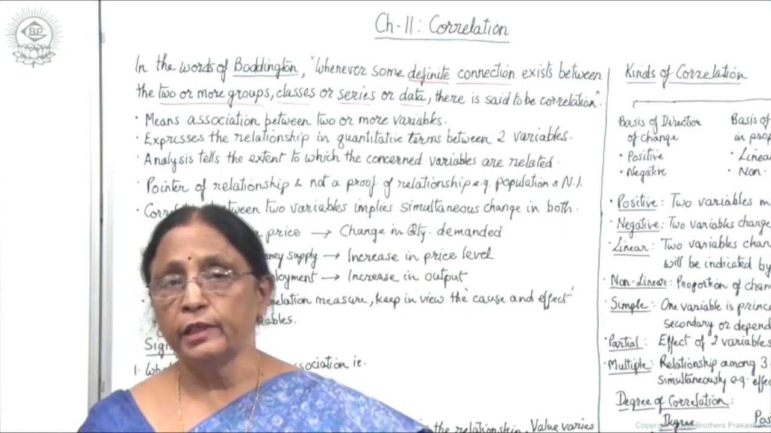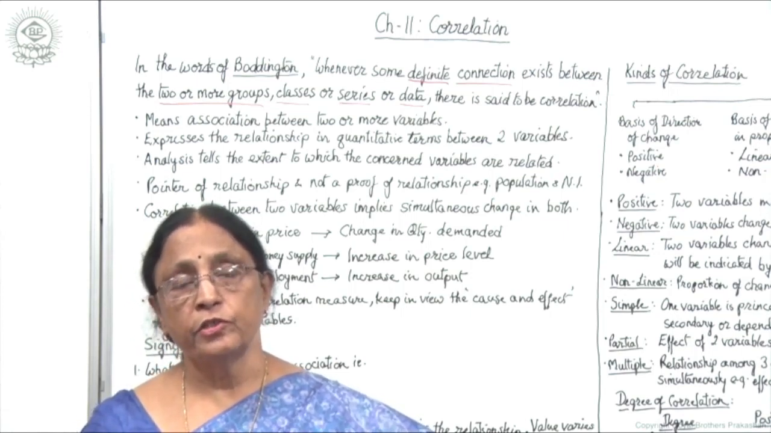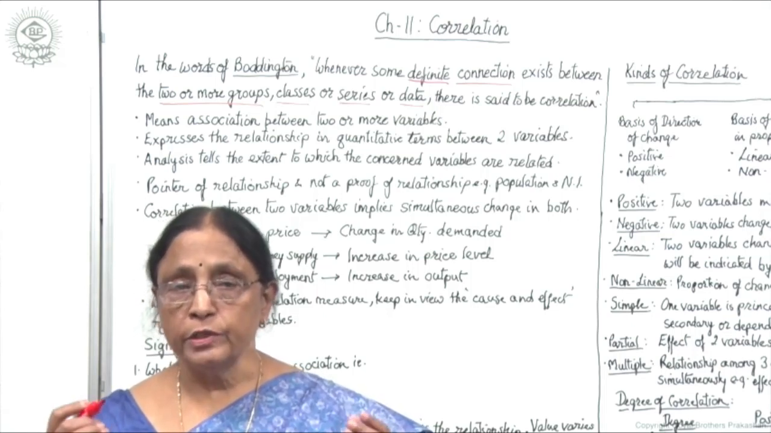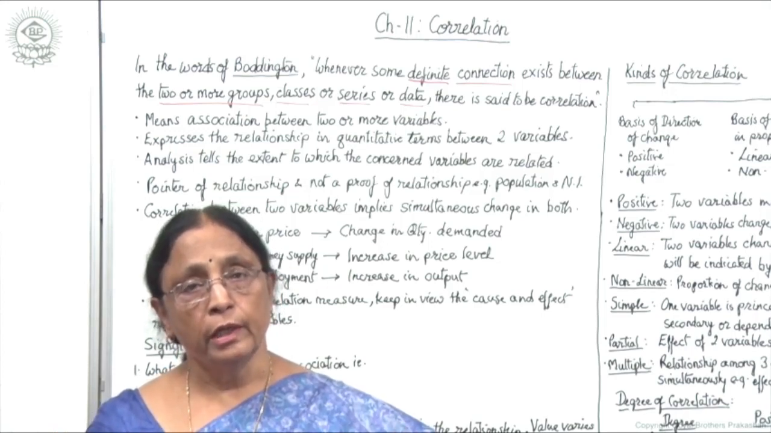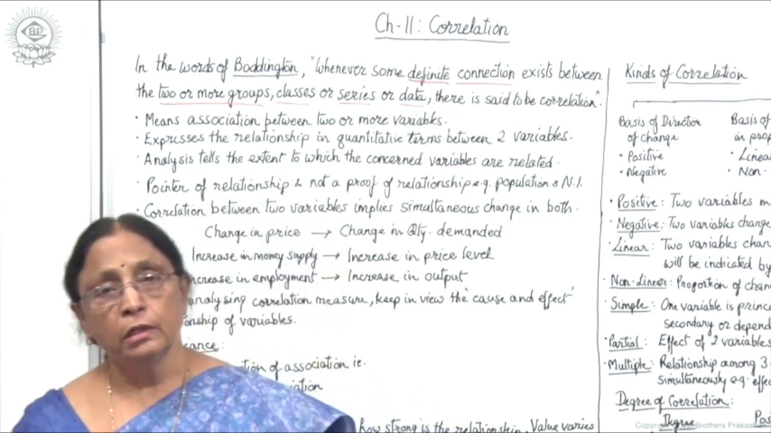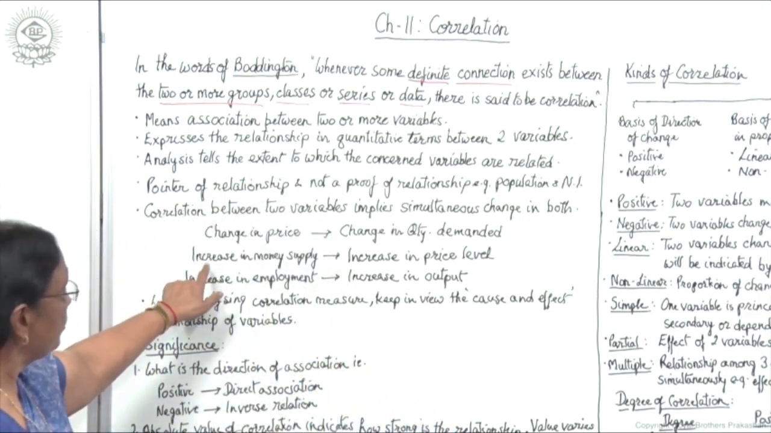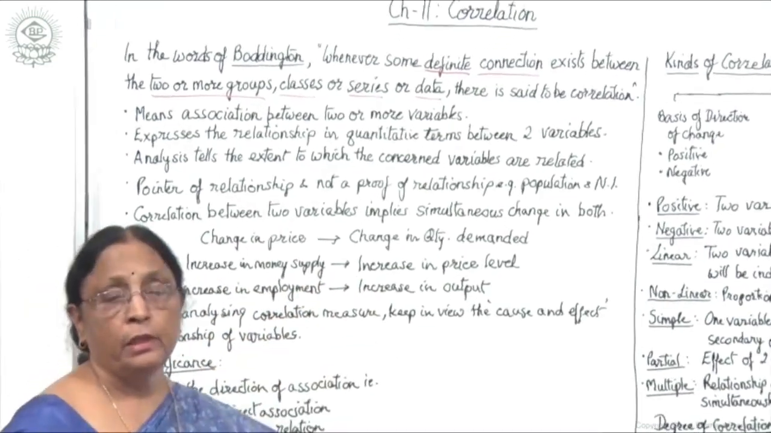So whenever we are analyzing correlation, the cause and effect relationship is very important. Otherwise we are just simply saying that both variables are either increasing or decreasing, or that both are correlated. In the same way, another example: increasing money supply leads to increasing price level.